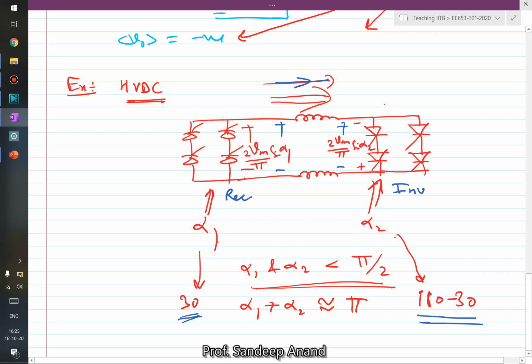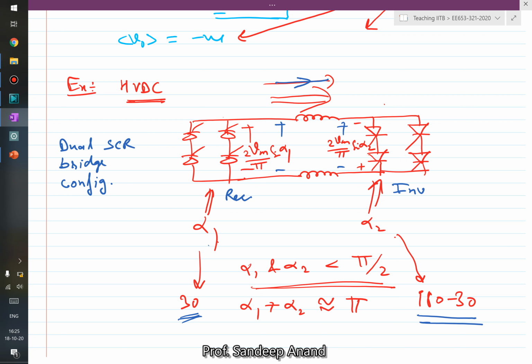If you want to invert their roles, make alpha 1 equal to 180 minus 30 and make alpha 2 equal to 30. So the current direction would still remain the same, the voltage polarities would change, and the power would start flowing from one side to the other side. This kind of arrangement is also called a dual bridge or dual SCR bridge configuration, right, which is very popular not just in HVDC.